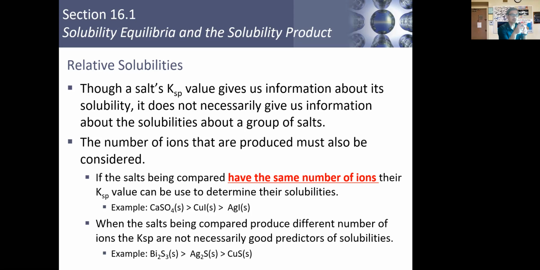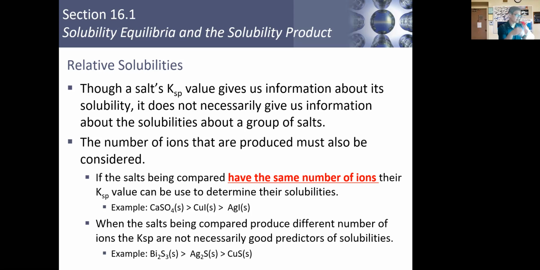Okay? And so what you can do is compare the Ksp values for a similar set of ionic compounds. You can take a bunch of binary salts and compare their Ksp values, and absolutely, the Ksp values in that case will allow you to determine which ones are more soluble. You can take the Ksp values for a bunch of ternary salts and compare their values, and you will then also be able to determine the solubilities of those compounds.